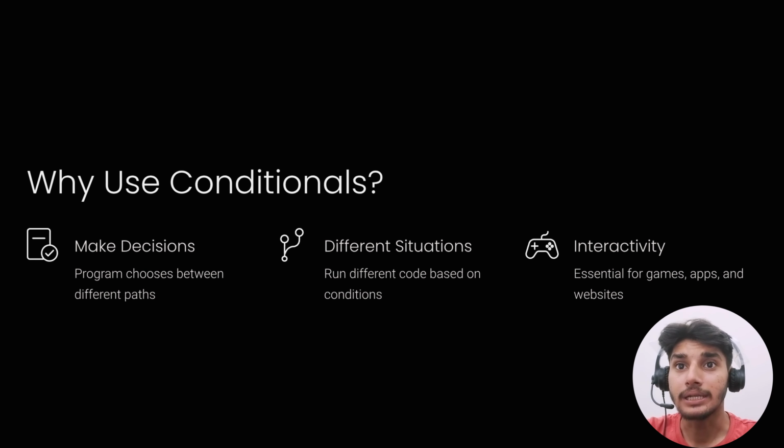Conditionals are essential for interactivity and smart behavior in your app. They let your program decide what to do based on user input, time, data, or anything else. It's a core part of writing intelligent, useful code.